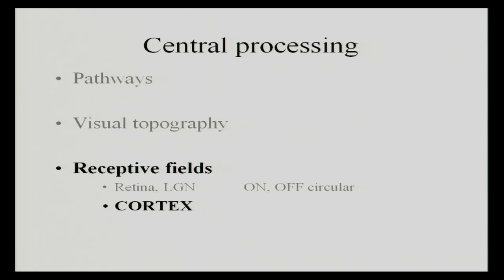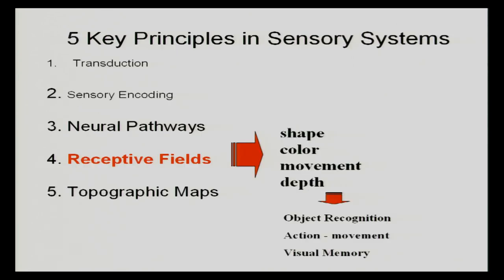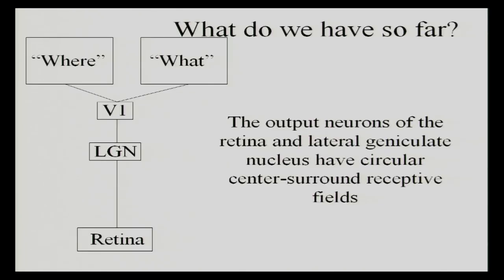So now we want to ask about what happens when these axons from the geniculate go into the primary visual cortex, which is the next stage of processing. And so we're going to ask about the receptive fields in the primary visual cortex. And this is what we have so far. We have the retina projecting to the LGN to the primary visual cortex. And they have circular receptive fields.